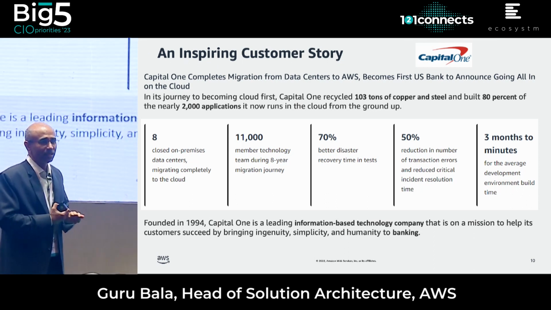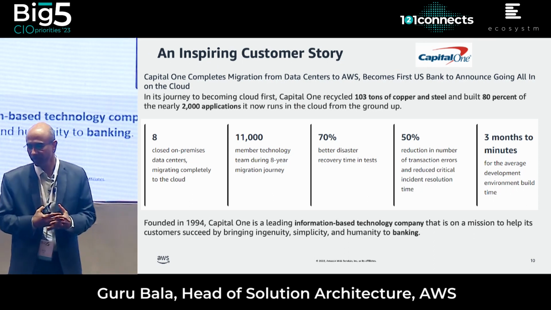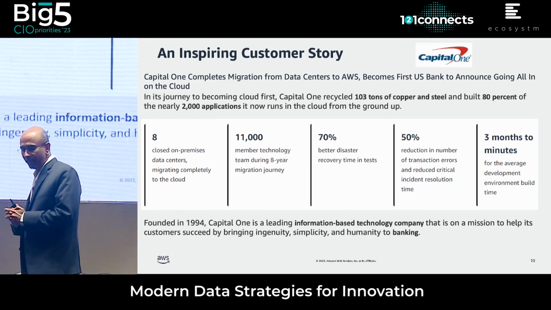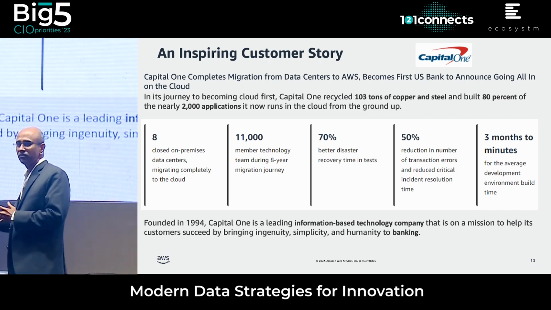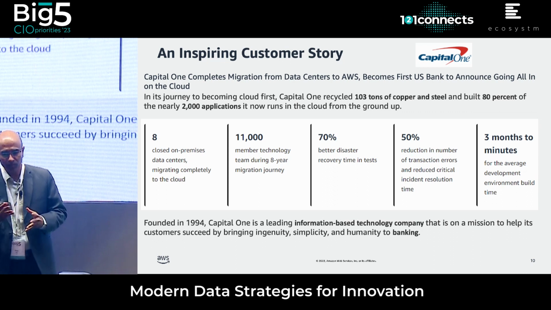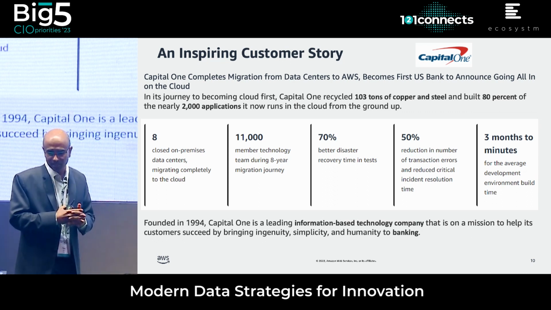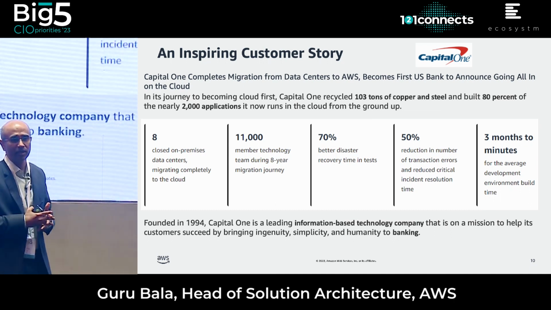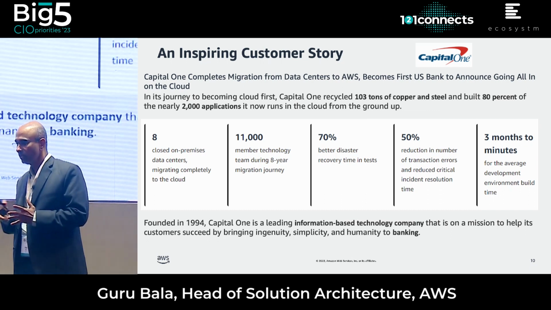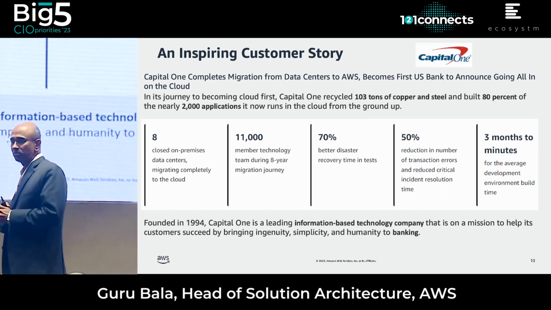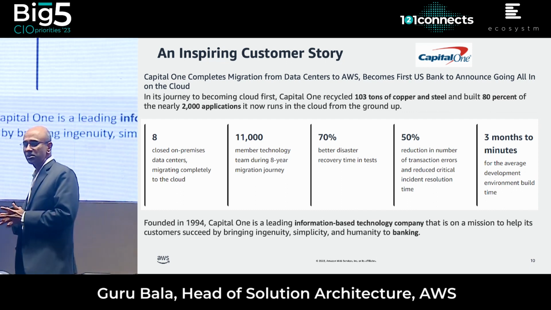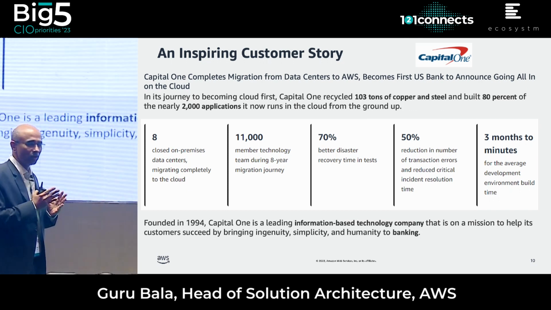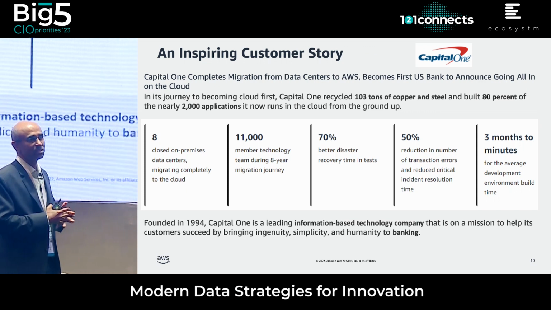I just wanted to start with an inspiring customer story, and then I will move on to more of data. If you look at Capital One, it is one of the largest banks in the US. If you see this footnote here, the way Capital One defines themselves, while they are into banking, founded in 1994, they call themselves a leading information-based technology company. They don't call themselves a banking or financial services organization. They are on a mission to help their customers succeed by bringing ingenuity, simplicity, and humanity into banking. So they have taken it on themselves to be a technology-first company and serve their customers through banking.